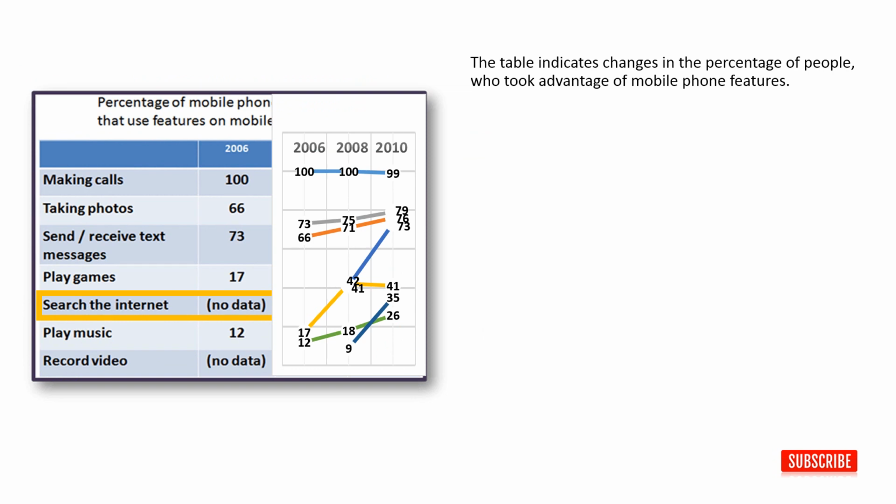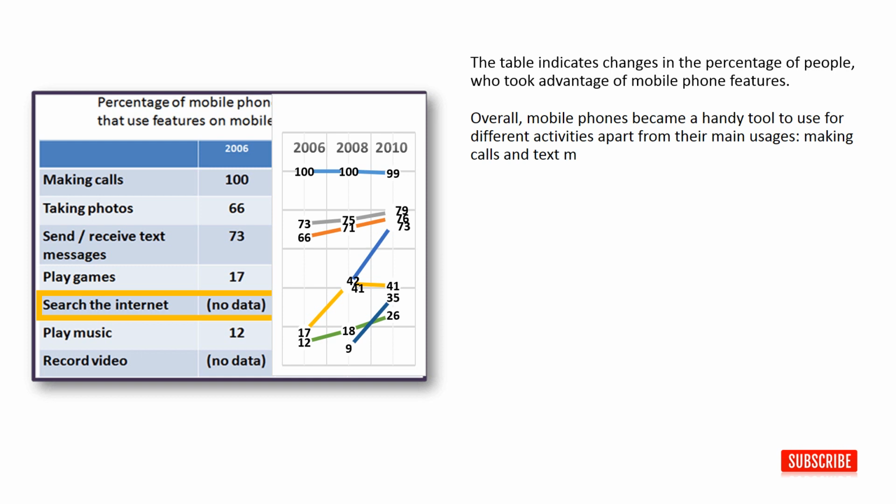Now, let's put these ideas into words. Overall, mobile phones became a handy tool to use for different activities, apart from their main usage, making calls and text messaging.